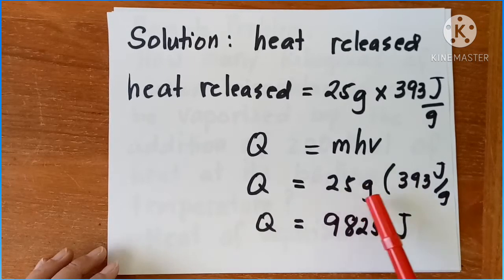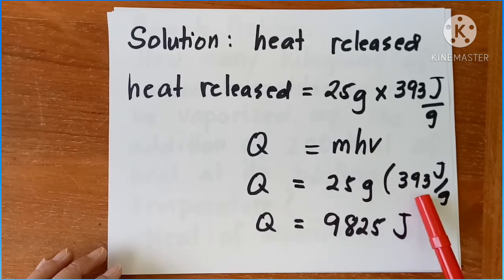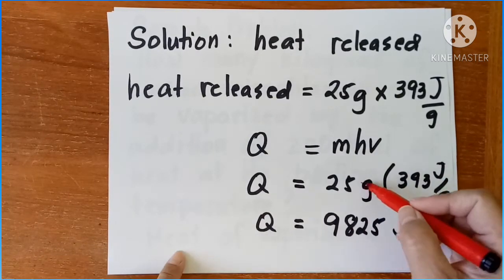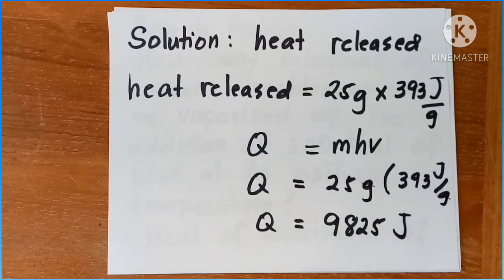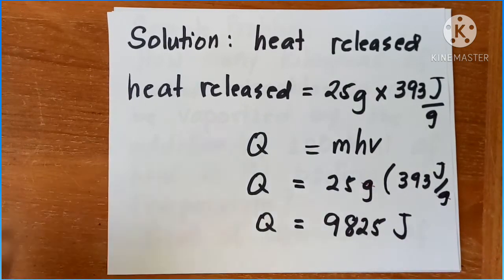We have 25 grams as the value of mass. The heat of vaporization is 393 joules per gram. So as you can see, we can cancel out this unit and this unit. So the remaining unit is joules. So when you multiply 25 by 393, you will get 9,825 joules of heat. So that is the heat released in the given problem.